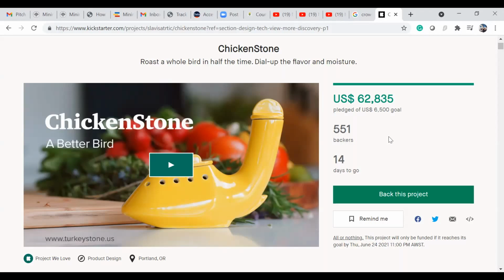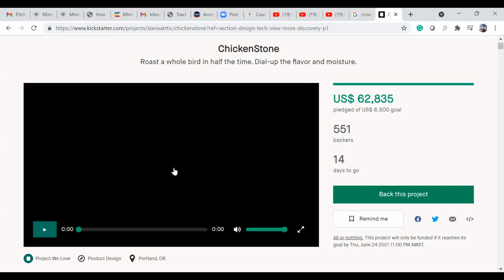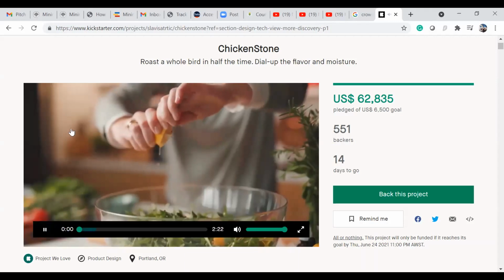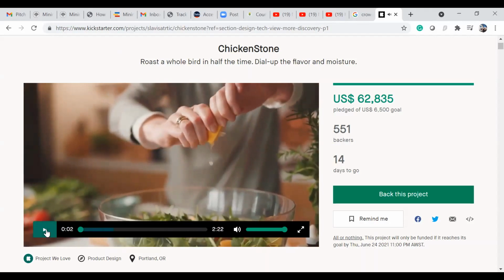So now they have customers in advance, even if the product itself is not yet mass produced. They're just trying to build it first. Meaning their idea is already kind of validated. Chicken Stone here is a product to roast a whole bird in half the time, and dial up the flavor and moisture. So that's their product.